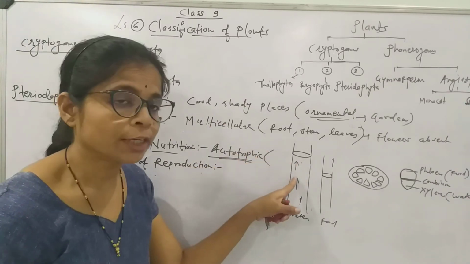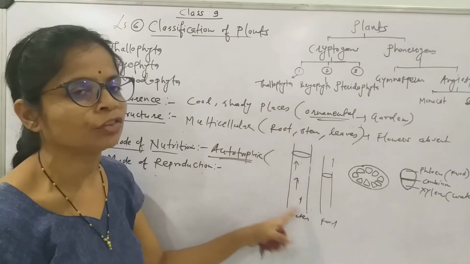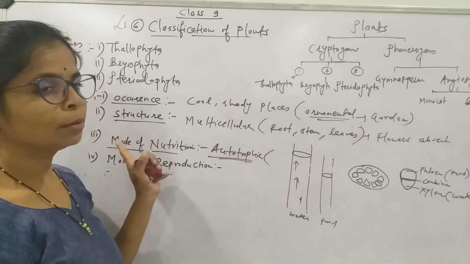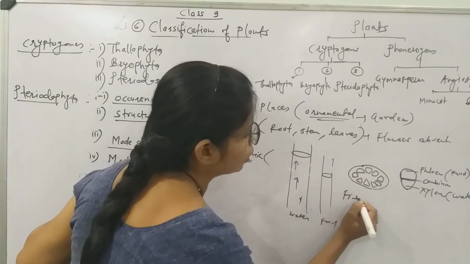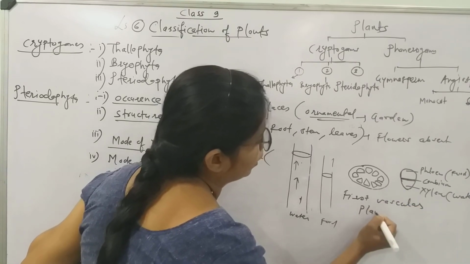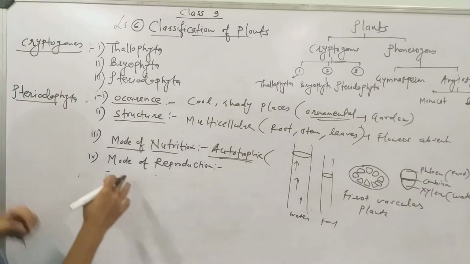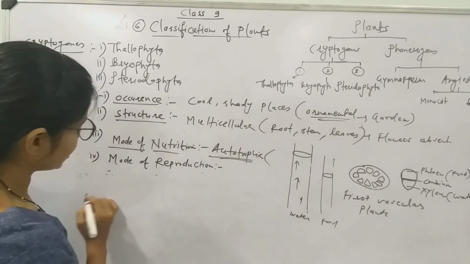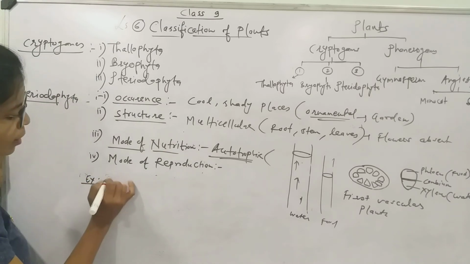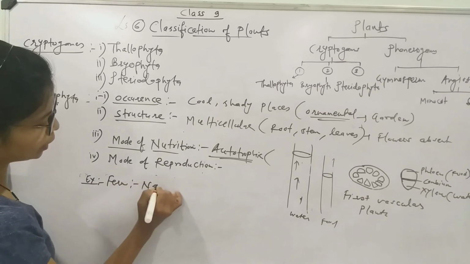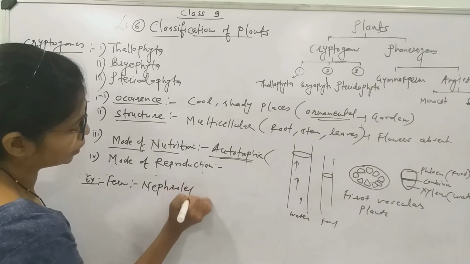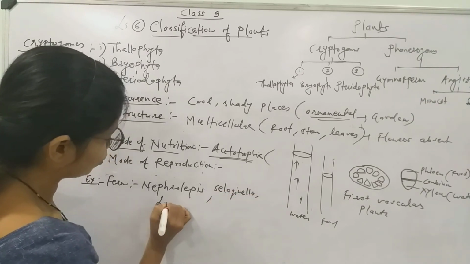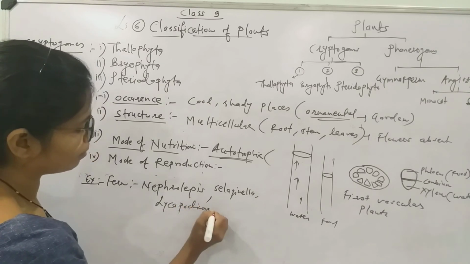Now see, before this, in thallophyta and bryophyta, we have not seen such vascular tissues. So for the first time we find vascular tissue in the pteridophytes. They are called the first vascular plants. Now the mode of reproduction. Now we will see the example. All the ferns come here. One example we are going to see is the fern Nephrolepis. Then there are many other examples: Selaginella and Lycopodium are examples of pteridophytes.